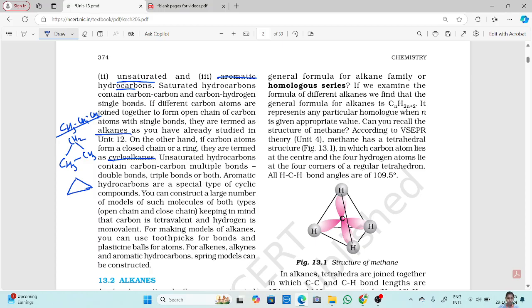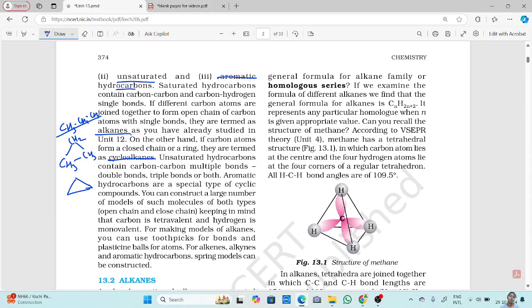Now what are unsaturated hydrocarbons? They contain carbon-carbon multiple bonds, double bond, triple bond, or both. So if saturated hydrocarbon has carbon-carbon single bonds or carbon-hydrogen single bonds, then unsaturated hydrocarbon means carbon-carbon will have a multiple bond, either a double bond or a triple bond, or it can have both a double and a triple bond in the same molecule. That is an unsaturated hydrocarbon.